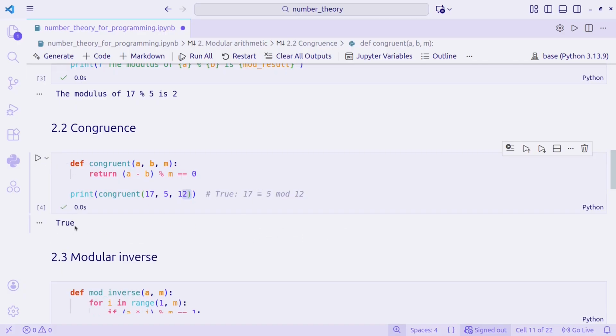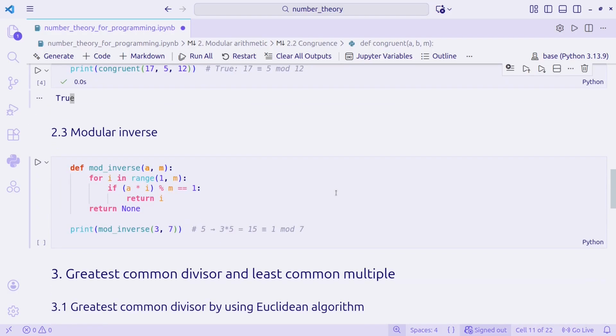Yes, it is really true because 17 minus 5 is 12, and of course 12 divided by 12 is 1, and the remainder is 0. That's why this condition is satisfied, and I have true as the answer. And here, let us talk about the modular inverse.